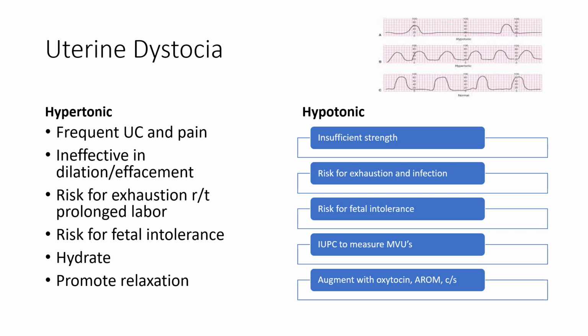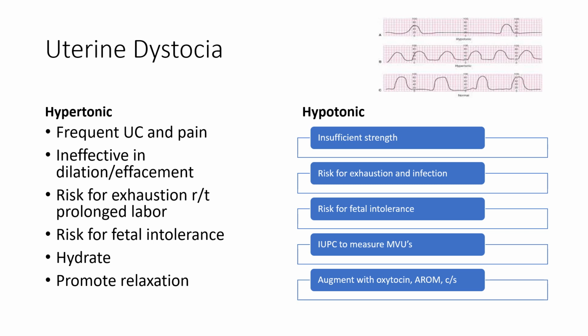This is very common in first-time moms. There's a risk for exhaustion to these patients related to a prolonged labor because their cervix isn't dilating like it should be. There's also a risk for fetal intolerance because remember, every time we have a contraction, that oxygenation and blood supply is reduced or cut off to that fetus. So what we want to do is hydrate these moms, kind of get their uterus to relax a little bit so that it can start contracting effectively, and just really try to get the mom to relax a little bit.